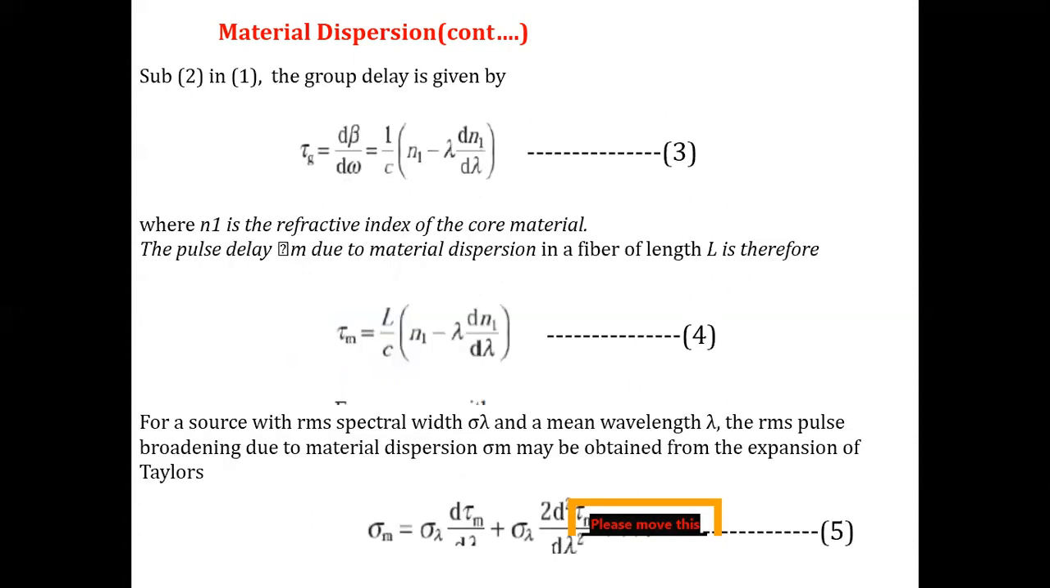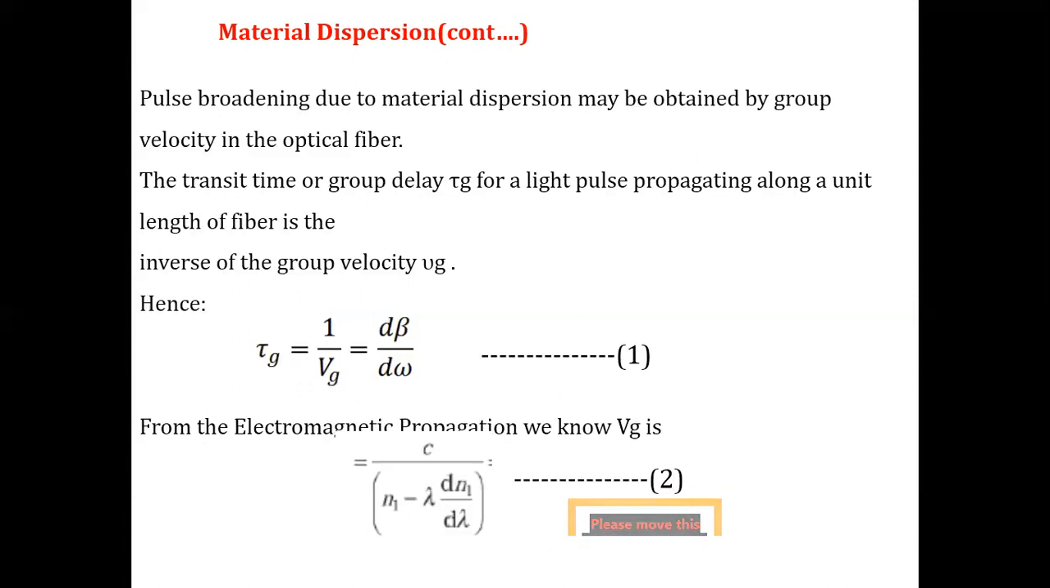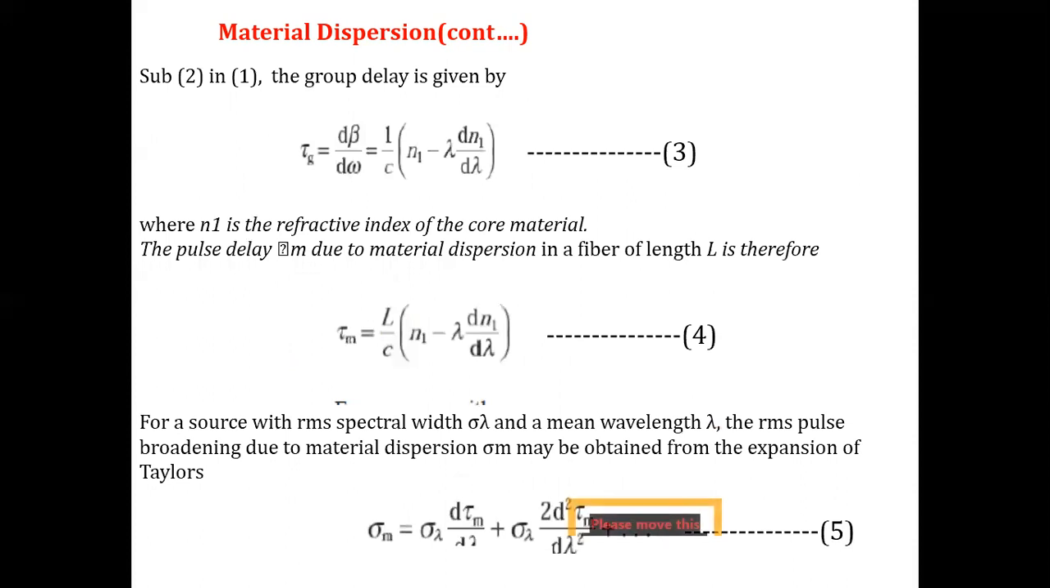Now substitute equation 2 in 1. So equation 1 is nothing but tau g is equal to d beta divided by d omega. We have found the value of d omega divided by d beta. By substituting this value, we will get the value of tau g is equal to 1 by c into n1 minus lambda into dn1 divided by d lambda. Take this as equation number 3, where n1 is the refractive index of the core material.